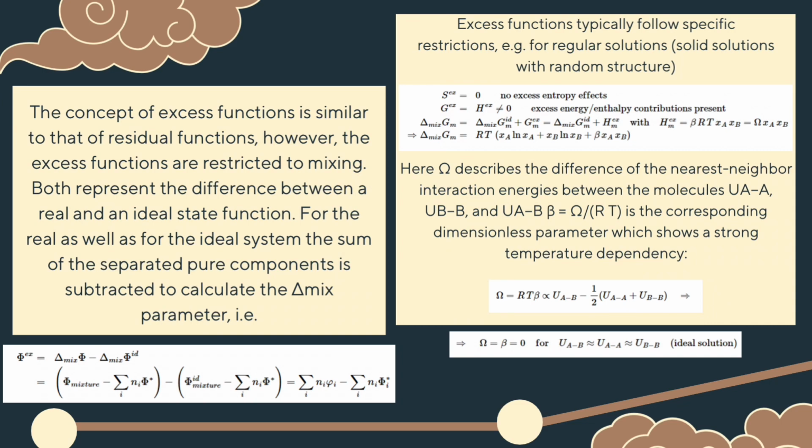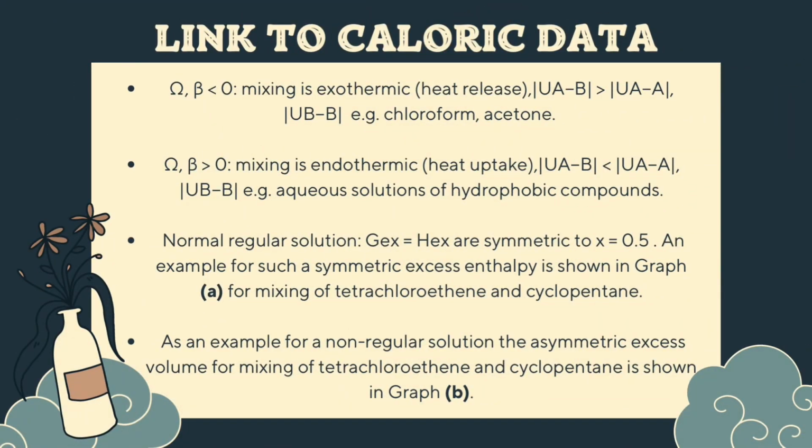The mixed parameter is calculated by subtracting the sum of the separated pure components for both the ideal and real systems. Access functions typically follow a specific restriction. Example for regular solution is solid solutions with a random structure. Here, omega describes the difference of the nearest neighbor interaction energies between the molecules, UA-A, UB-B, and UA-B. Beta equal to omega divided by RT is the corresponding dimensionless parameter which shows a strong temperature dependency. Link to caloric data.